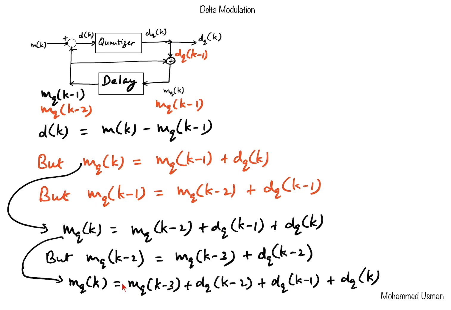And we'll have one term of mq[k-something], which would be the very first term, which we will assume to be the initial condition equal to 0. That would leave us with only the summation of dq terms, and that means the delta modulation receiver part can be implemented as an adder. So you see that the implementation becomes very simple in delta modulation, because all we are doing is addition or summation. I'm going to write down this equation again on the next page.